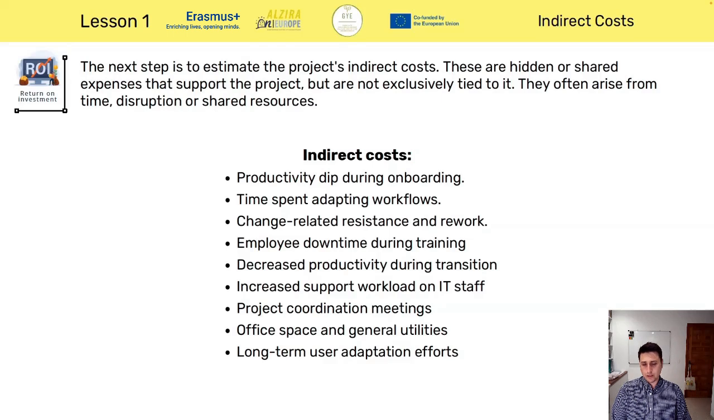And also we need to take into consideration the increased workload on IT staff or on the external partner that has developed the software, and that is for sure making revenue from our support. Then some project coordinator meetings. There are a lot of meetings that are costly too, due to the number of people joining them, and also some office space, general utilities, or some adaptation efforts in the mid and long term.